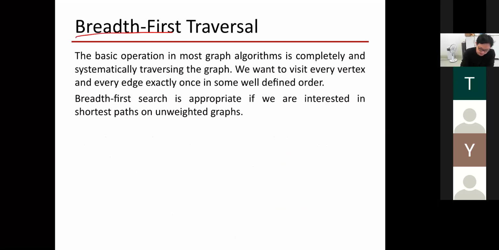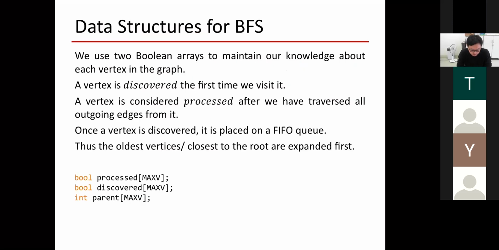So let's talk about BFS. Graph traversal is the most common graph algorithm: completely and systematically traverse the graph. We want to visit every vertex and every edge exactly once in some well-defined order. The order in sequence we call BFS or DFS. BFS is appropriate if we are interested in the shortest path on an unweighted graph. So we will talk about it.